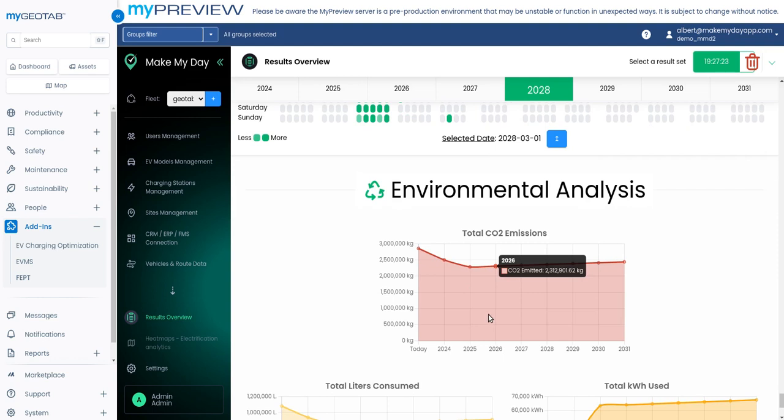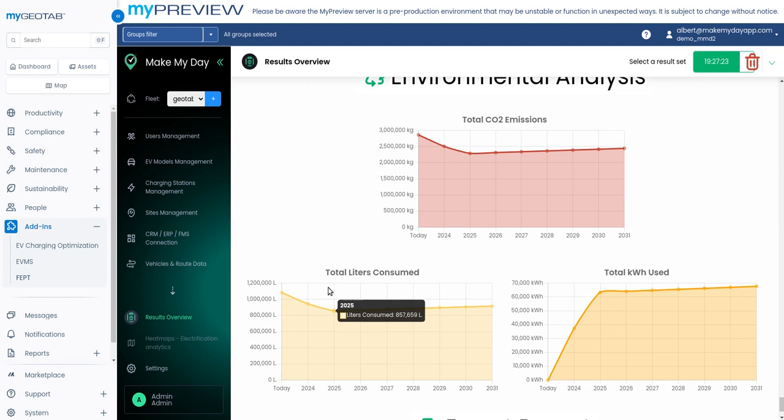There are many more things to see and to understand, and many more different parameters, but this is the main idea of the vehicle analysis for electrification of fleets.